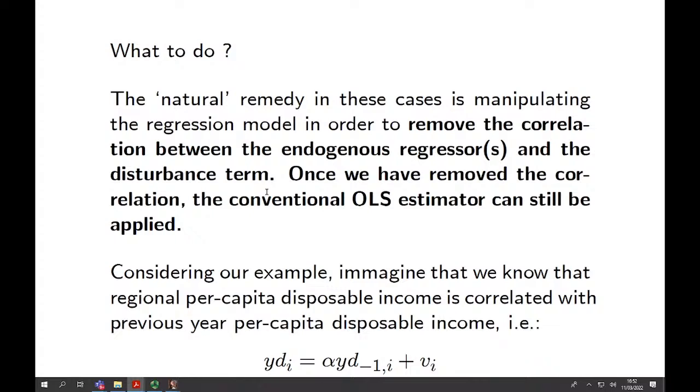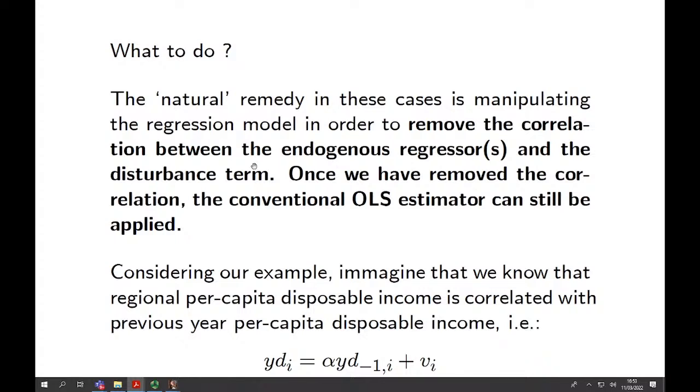So what is the natural solution? The solution we have in mind when we have an endogenous regressor is to find a way to remove the correlation between the endogenous regressors and the disturbance. The endogenous regressor might be one, but we could have more than one, okay? Once we do that, we can come back to LS. But we have to manipulate the model a little bit. Let me give you the intuition, okay?